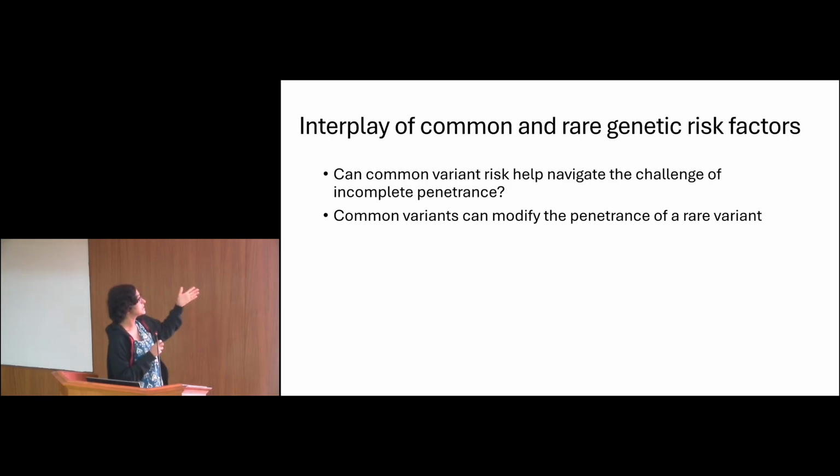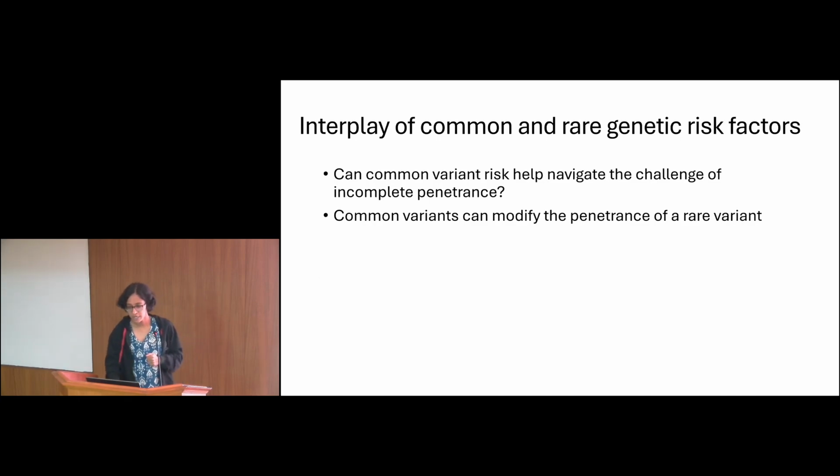Especially, the question of incomplete penetrance is one that clinicians face a lot. You might have that high confidence risk variant, but the person is a control. You show no symptoms. Why is that? Can common genetic risk help understand that or stratify patients a little bit better? And another question is, how do common variants modify the penetrance of a rare variant?